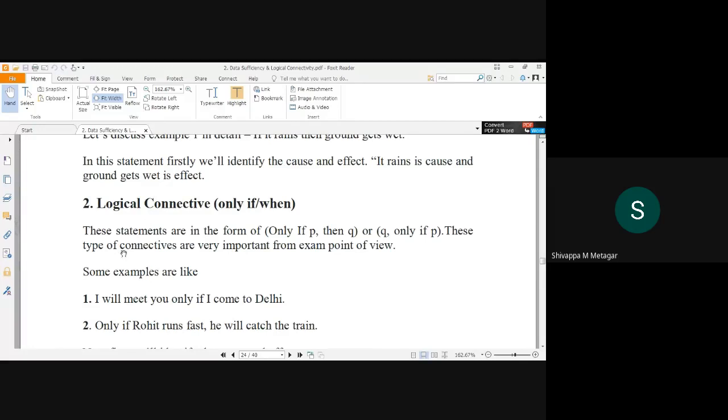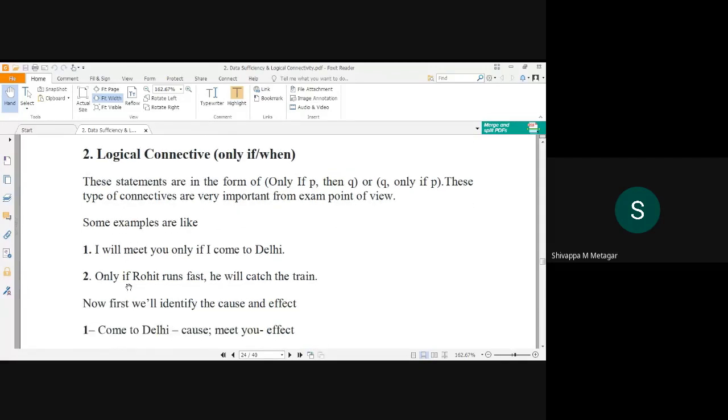The second logical connective has statements in the form of only if P then Q, or Q only if P. These types of connectives are very important from the exam point of view, and you may get questions like these. Examples they have given: I will meet you only if I come to Delhi. Second, only if Rohit runs fast, he will catch the train.